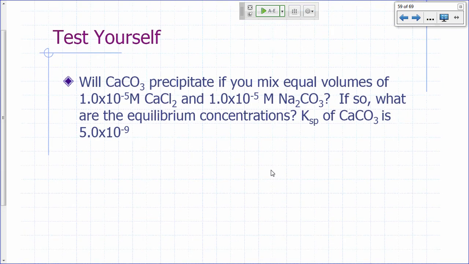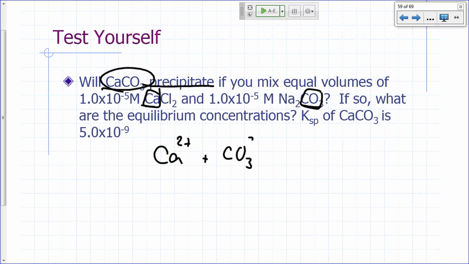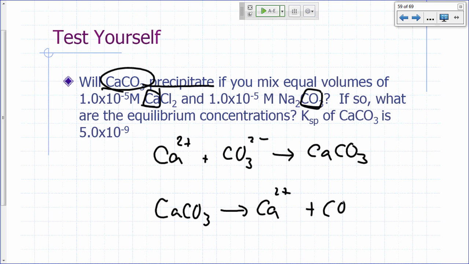Here's another example. This one is precipitation. What's precipitation? Two ions getting together to form a solid. So it's just the opposite of the dissolution process, right? Precipitation of calcium carbonate would be from calcium chloride and sodium carbonate. That would be calcium from the calcium chloride and carbonate from the sodium carbonate. That would be your net ionic equation: calcium plus carbonate gives you calcium carbonate. This is just the opposite of the dissolution, where calcium carbonate gives you calcium ions plus carbonate ions, right?